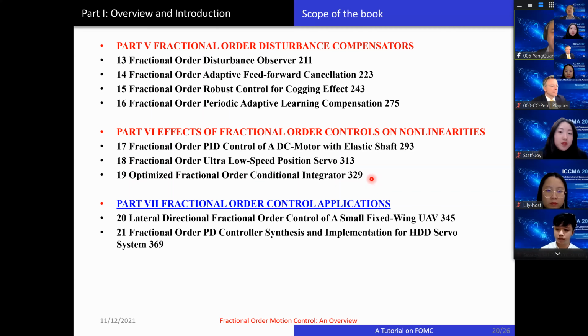Last, we have 2 chapters on 2 real systems, and we tested on the real systems. The first one is a fixed wing UAV. We flew the fixed wing UAV using fractional order control for lateral directional control. We did test flights and logged the results. This was published in Control Engineering Practice, still widely cited. It is the very first paper. I can say perhaps we are the first to fly fractional calculus.